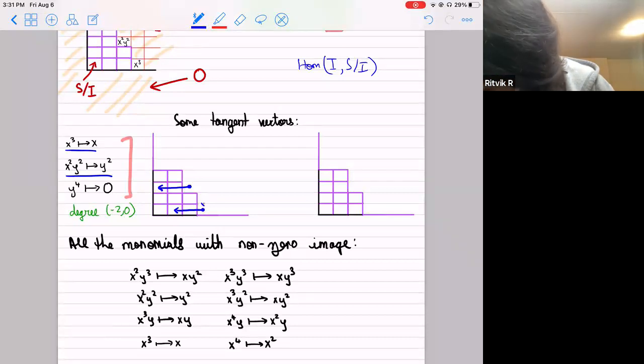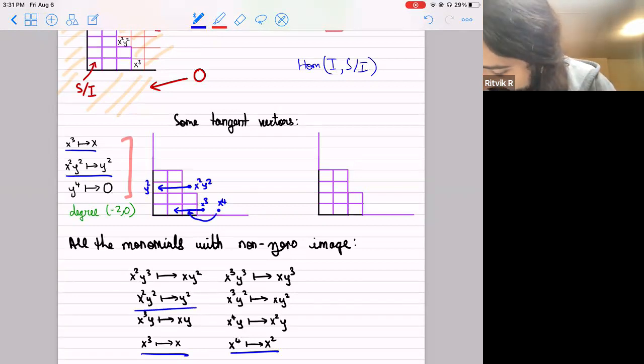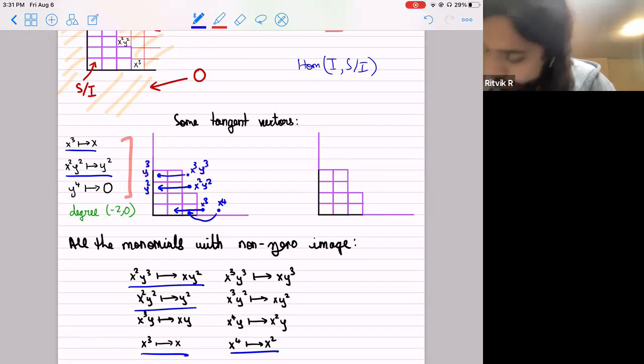So for example, this was X cubed. You can look at X to the four. Because X cubed went to X, X to the four has to go to X squared. Okay. Similarly, over here we had X squared Y squared going to Y squared, which is over here. Again, just by multiplication by X. Multiplication by Y, X squared Y cubed here has to go to Y cubed. Okay. And so it's useful to keep track of all of this simultaneously.